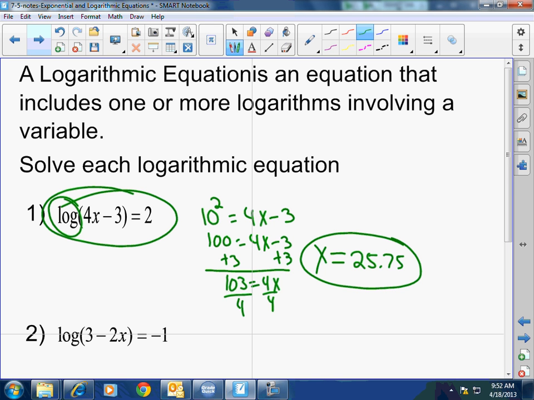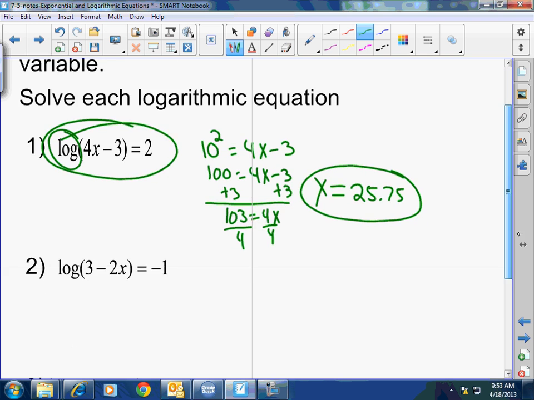You literally went from a logarithmic equation to an exponential. Literally. Okay? May I continue? Yes? Okay. Give me 1 second. Okay. All right, so let's continue.